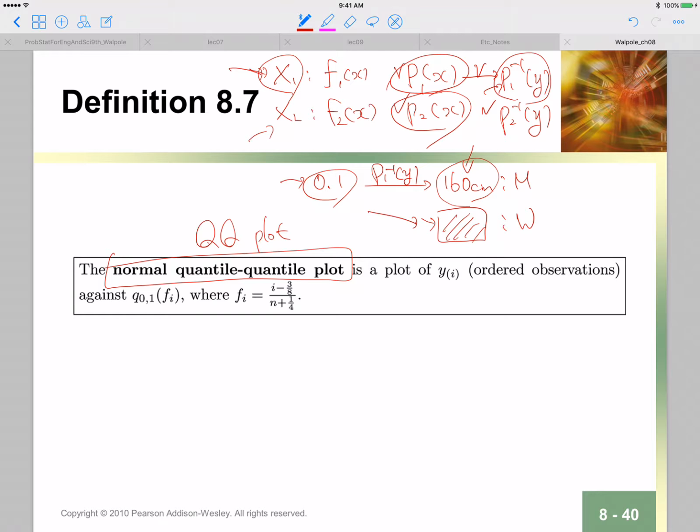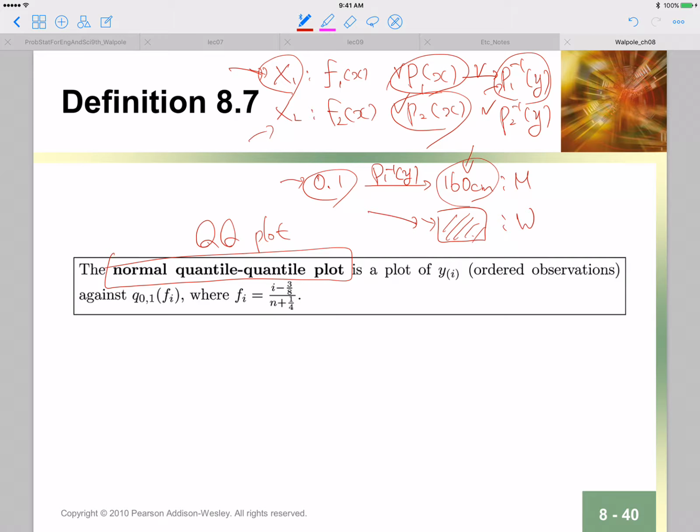Can anyone answer? Yeah, can anyone answer? Do you think this value is smaller than 160 or larger than 160? Smaller or larger or taller? It should be smaller, right?